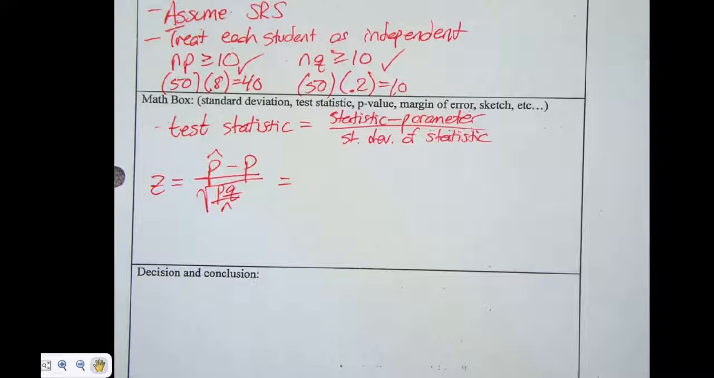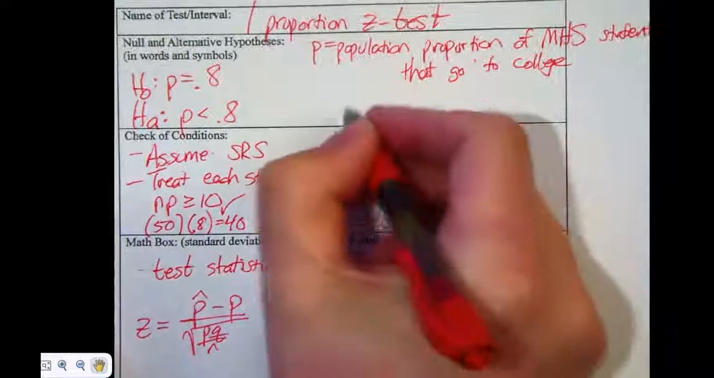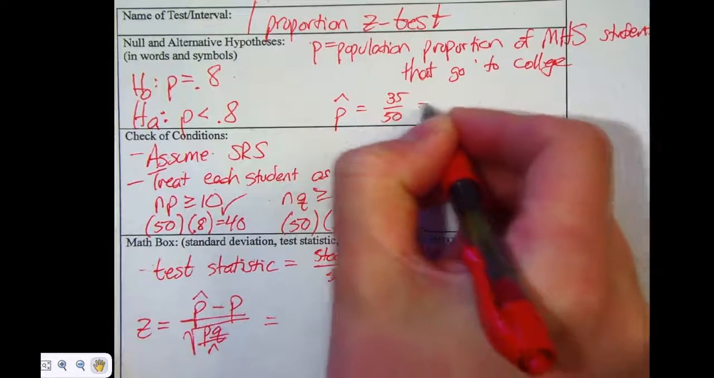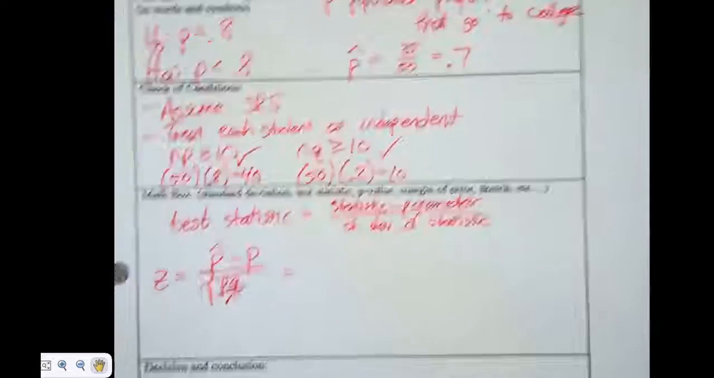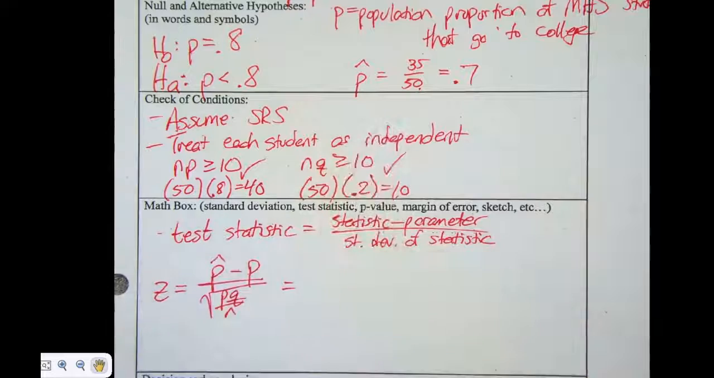Alright, so in our problem, what is P hat? No, that's P. P hat is the sample proportion, right? So in this problem, what's the sample proportion? 35. Yeah, so what I would do, you don't have to do this, it isn't part of what's required, but I would go up here and say, okay, P hat equals 35 out of 50, which is 0.7. You see where I'm getting this from? We took a sample of 50 students, 35 of them went to college. So this is my sample.